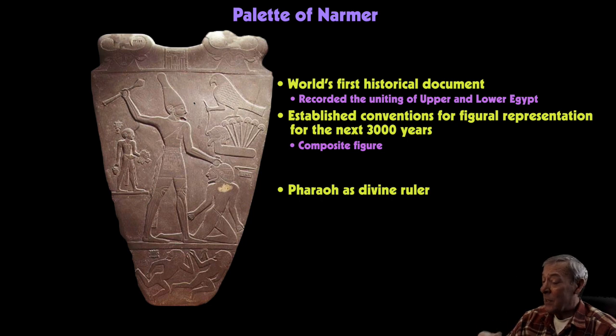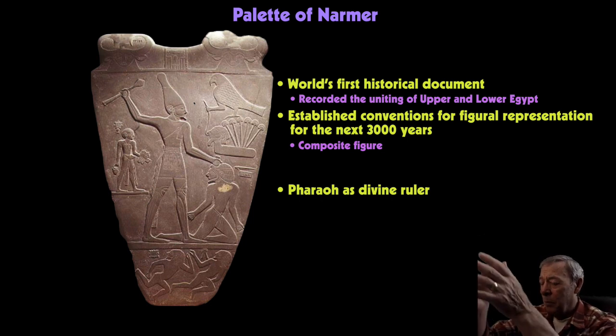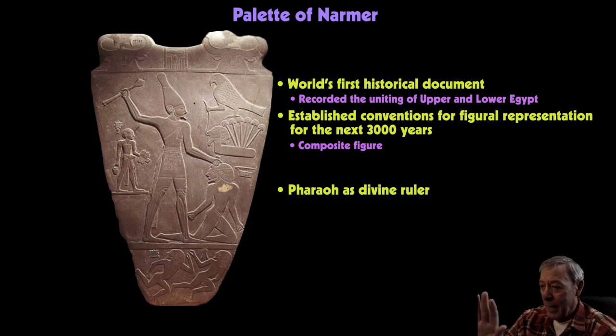On the other hand, what does an eye look like from the side? Well, it doesn't look like an eye. It looks like a sideways V with a little oval curve in it, right? But from the front, it looks like an eye. It's identifiable. So that's what the artist is doing, is taking all the most characteristic features and combining them into this composite figure. And this will be the convention for the next 3,000 years.